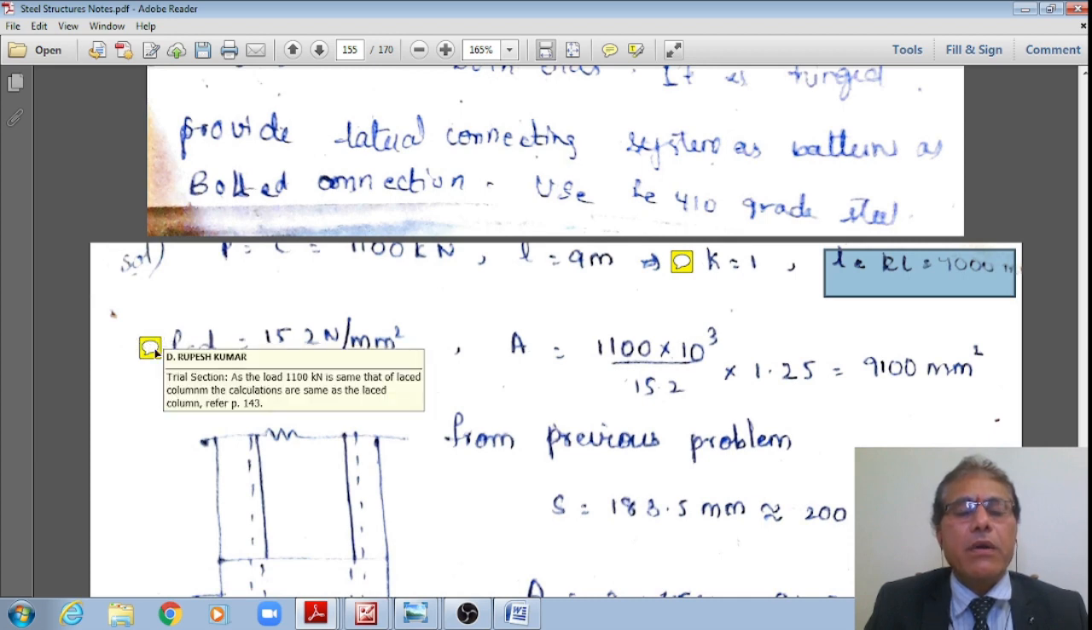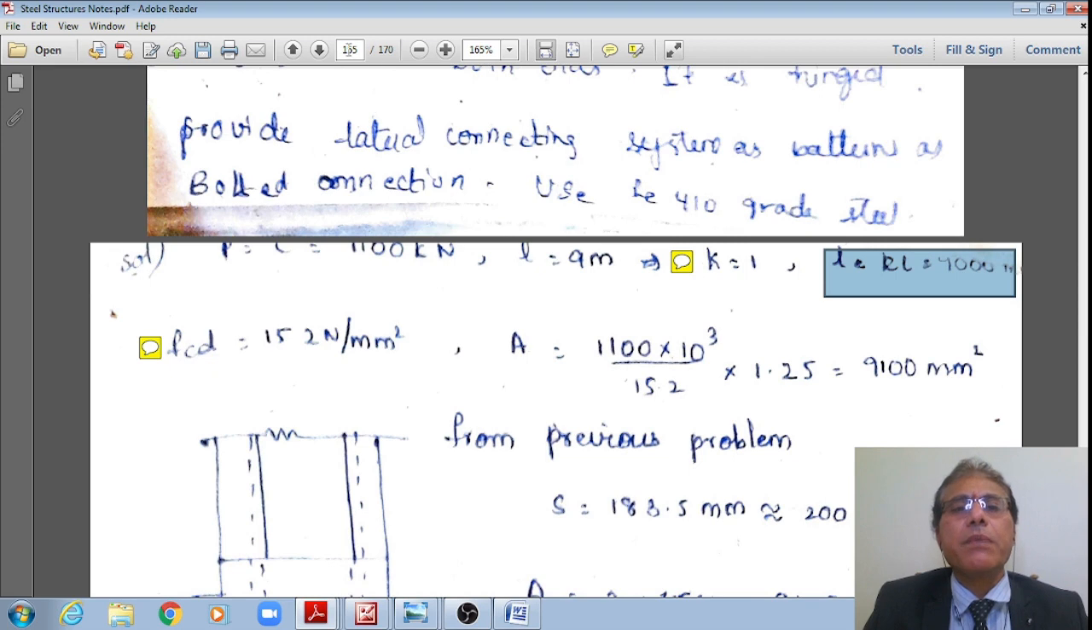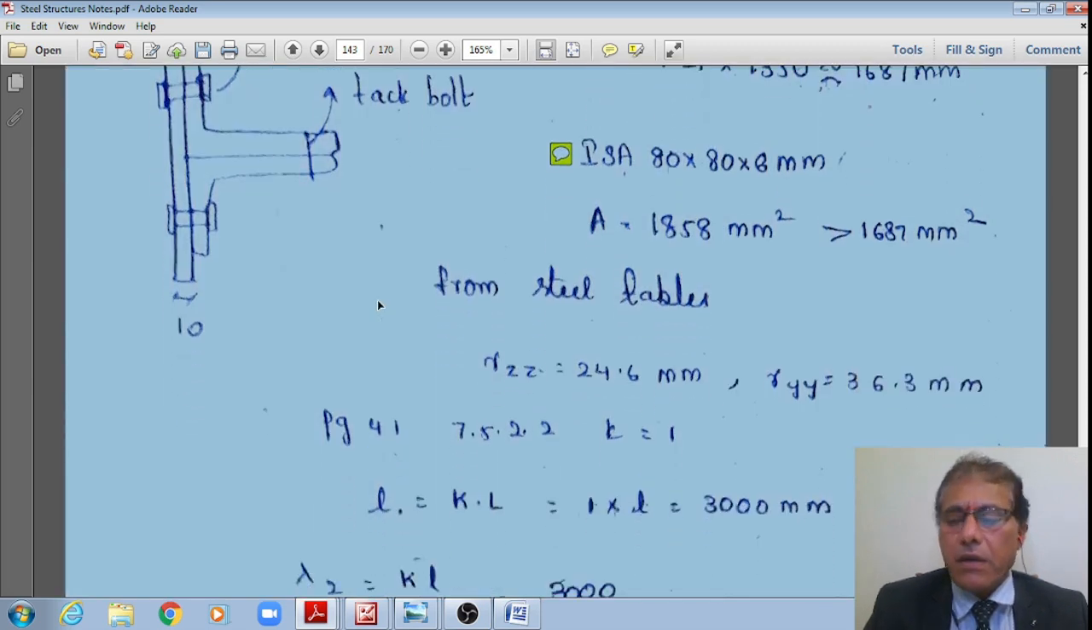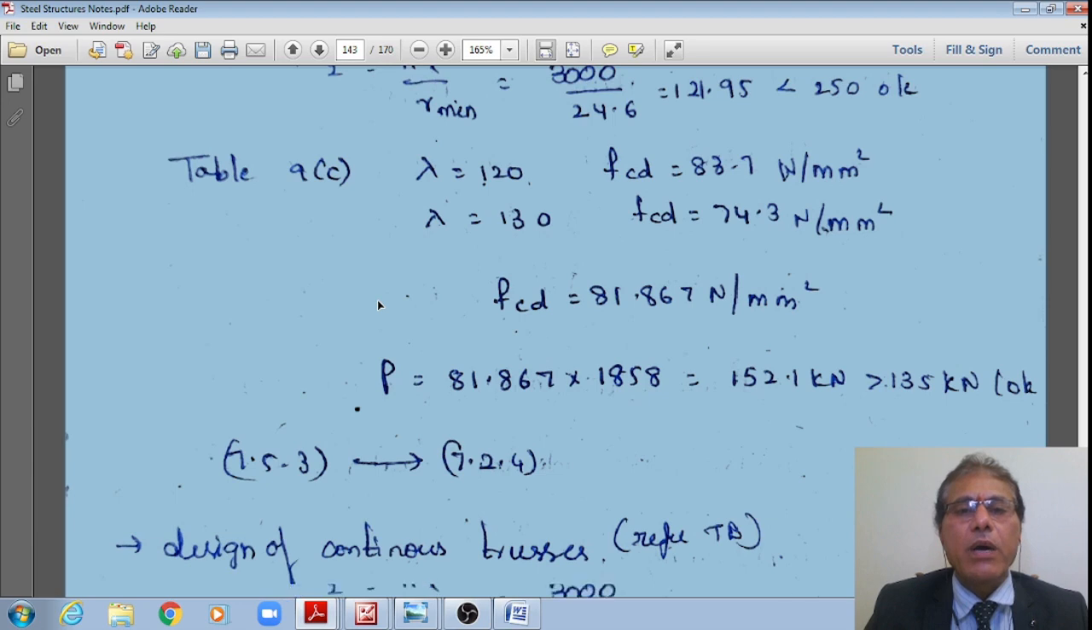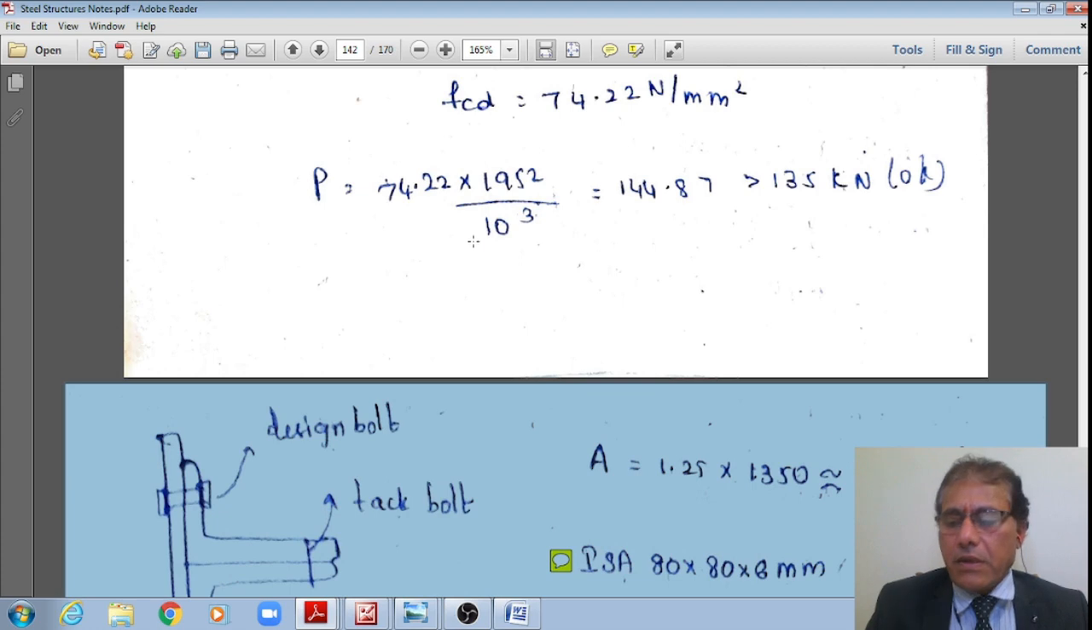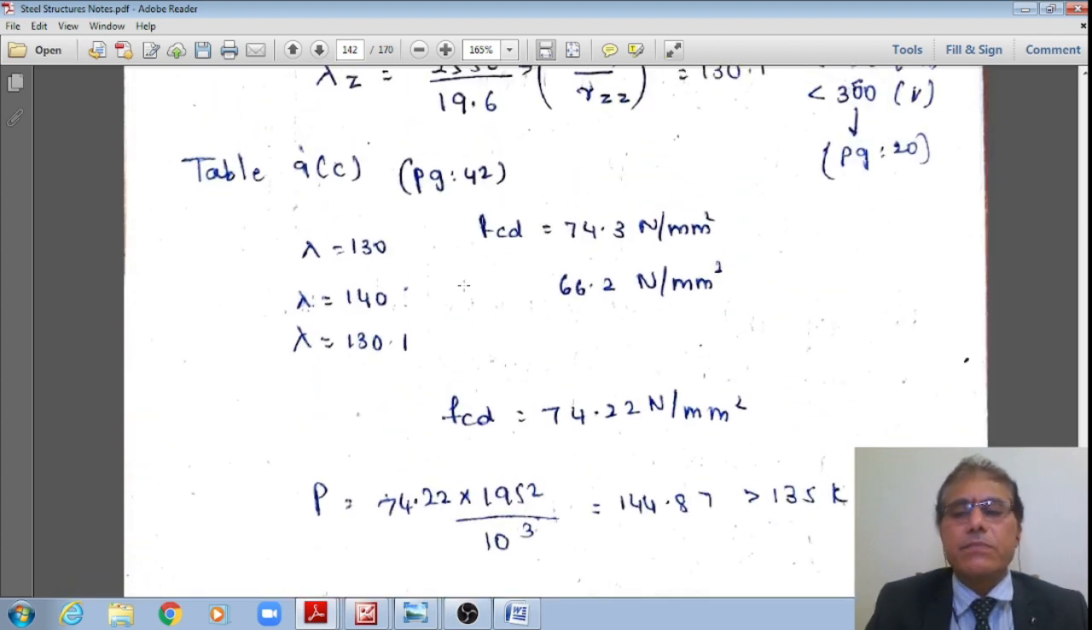However, now I want to fix a trial section. In the previous problem, the trial section was fixed for a load carrying capacity of 1080. Therefore, even though I'm fixing the same section, I'll move to page number 143, wherein we have done the design of the trial section in detail. Trial section is now fixed.